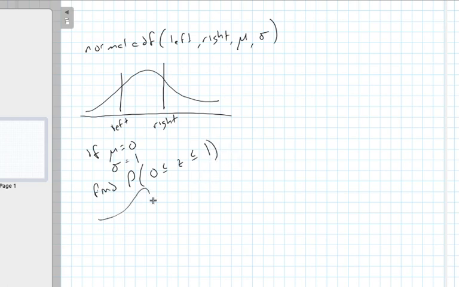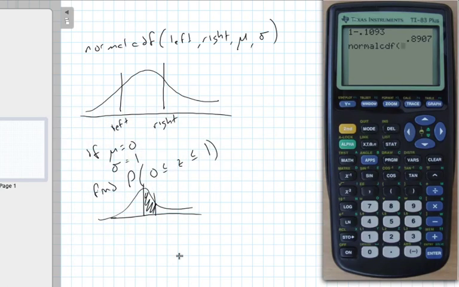So this would look like this. We have a 0 and we have a 1. We're trying to find the probability that we're between those two values. So I'll just pull out my calculator. The left bound is 0, the right bound is 1, and my mean is 0, my standard deviation is 1. So I'll enter all that stuff in there, press enter, and we get a probability of 0.3413.